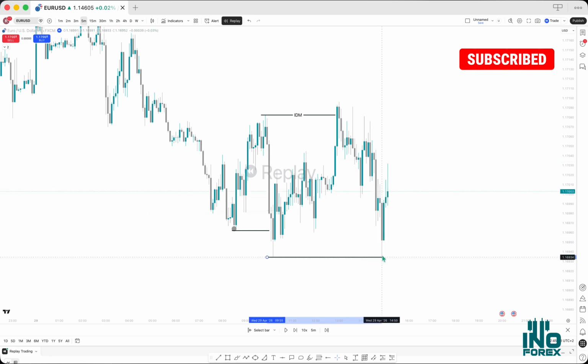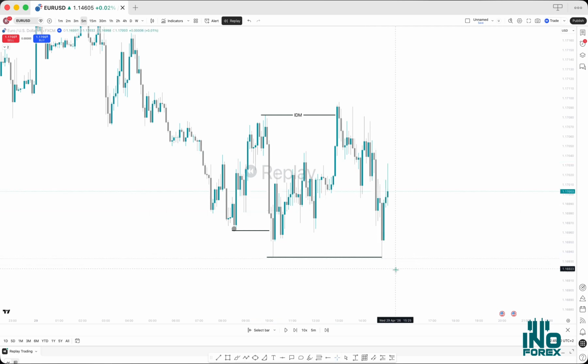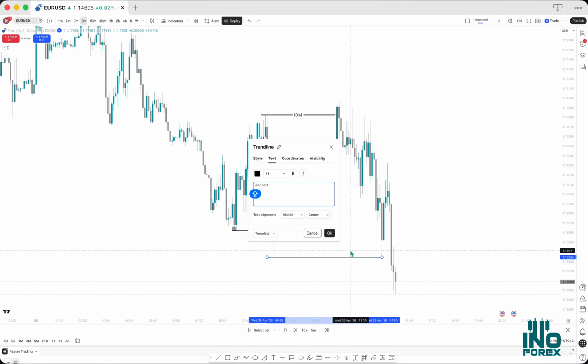So as you see, the market breaks the lower low, but the candle does not cross below the low. The candle only sweeps the lower low. We confirm the break of structure when the market crosses below this low. Okay, finally the market crosses below this lower low. So this is a break of structure, boss.